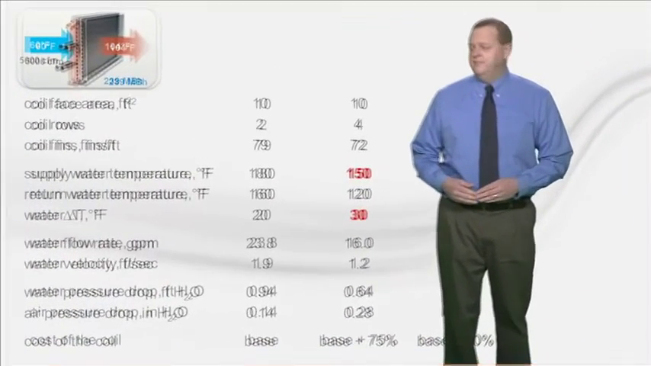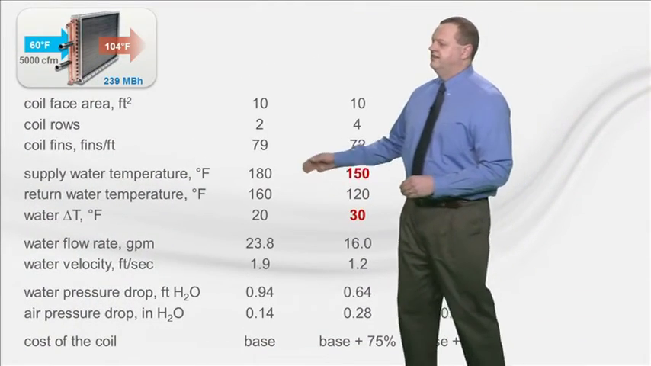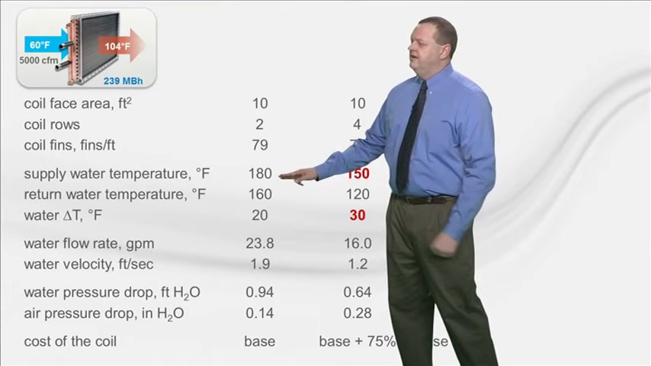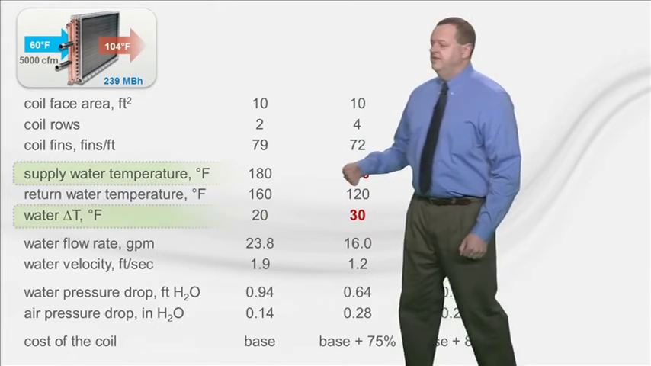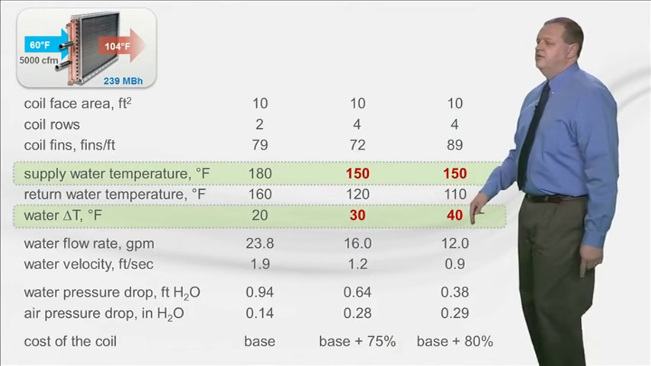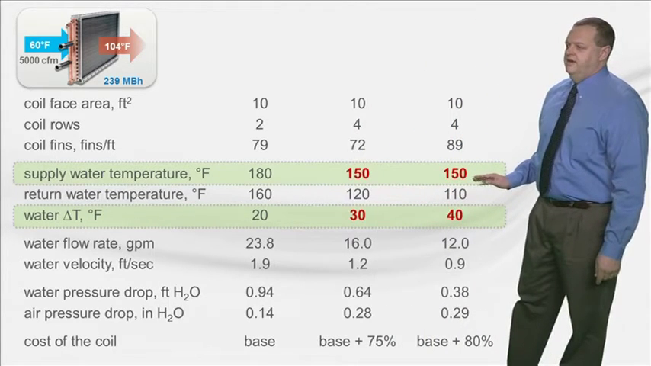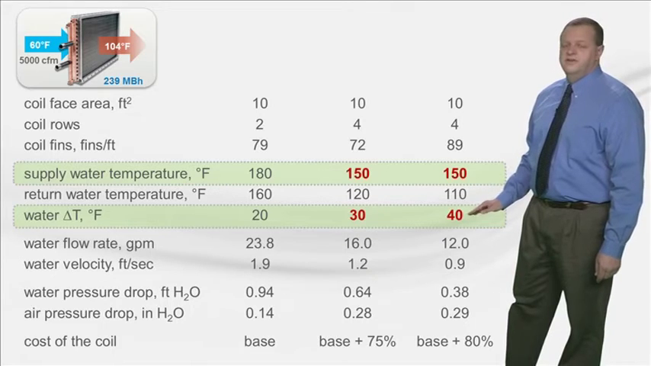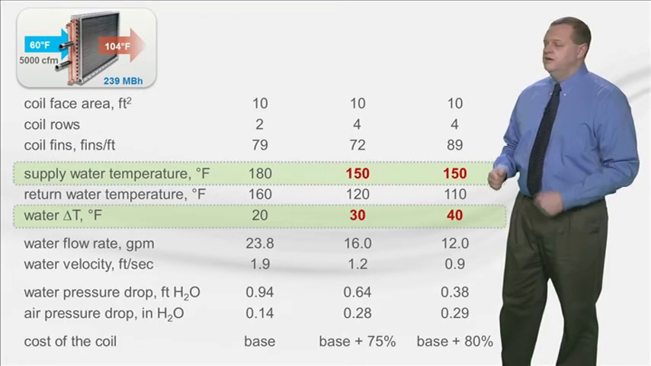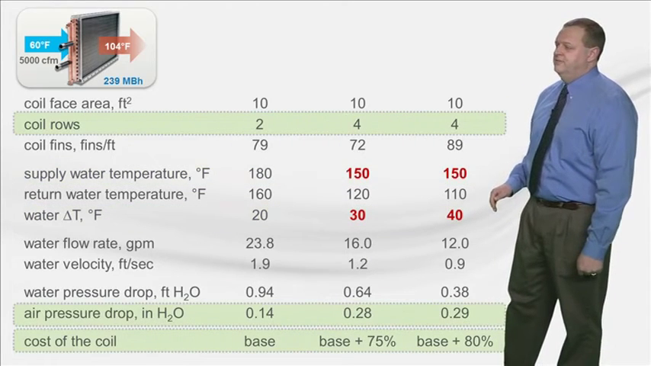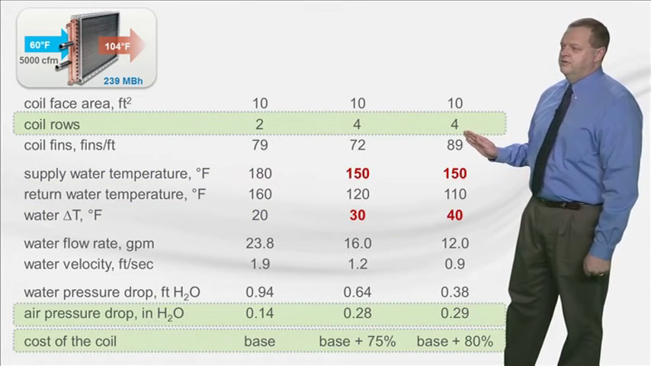Now, let's take it a step further and ask, what's so special about 180-degree supply water? Going back to our same example, this first selection on this slide is the same as we saw before, 180-degree supply water with a 20-degree delta T. But these other two selections show the same size coil with 150-degree supply water and either a 30 or a 40-degree delta T. Note that in order to deliver the same capacity, when the coil is selected for a lower supply temperature, it requires more coil rows.